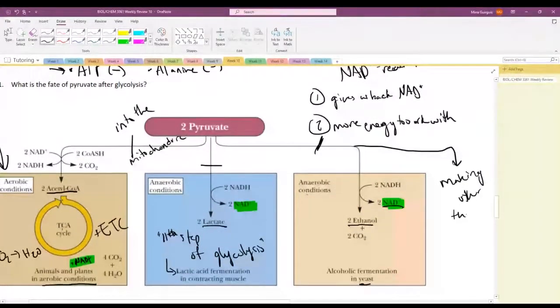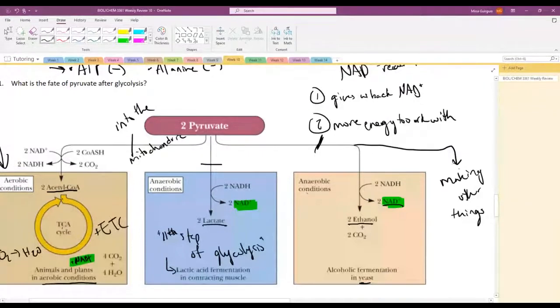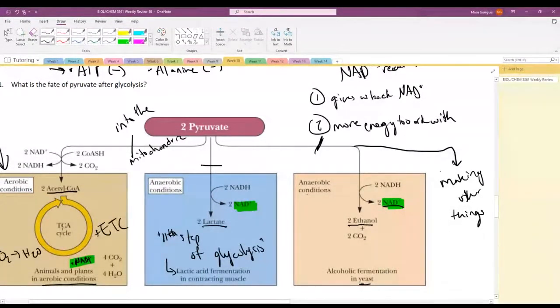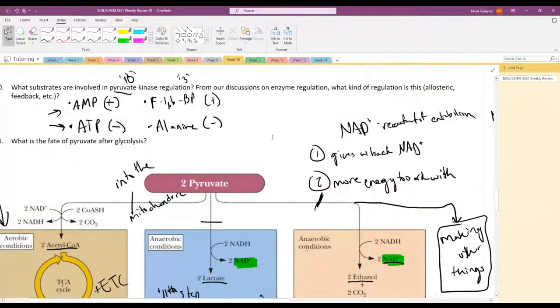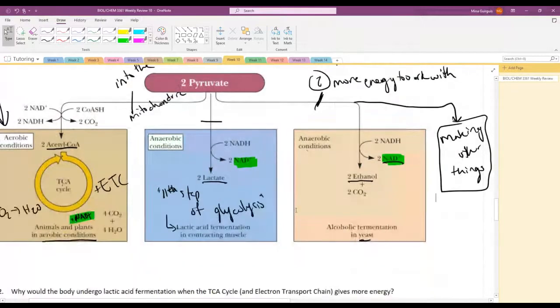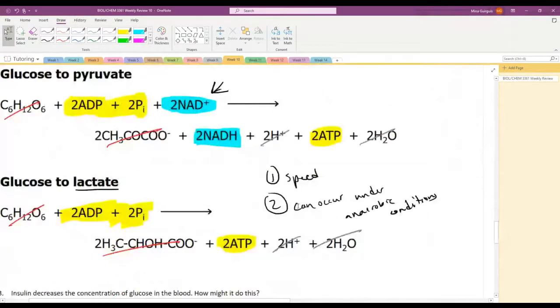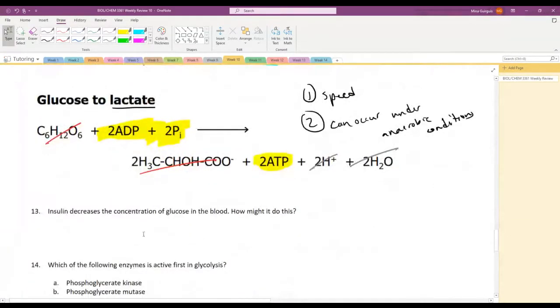All right. We talked about alanine in the question right before this one about inhibition and regulation. We can use pyruvate to make alanine. We can use pyruvate for other amino acids, for other structures in general. Okay. All right. Number 13.